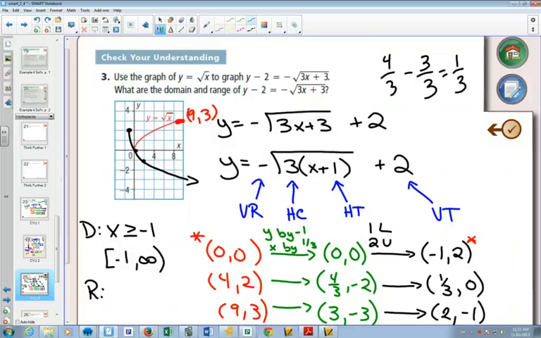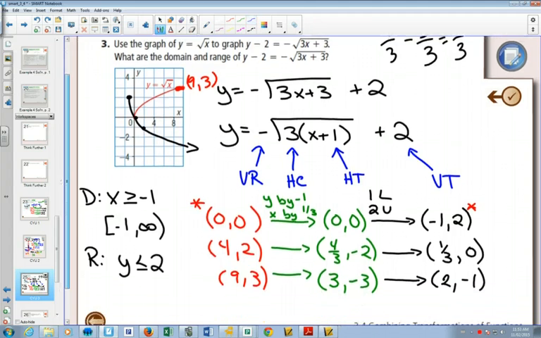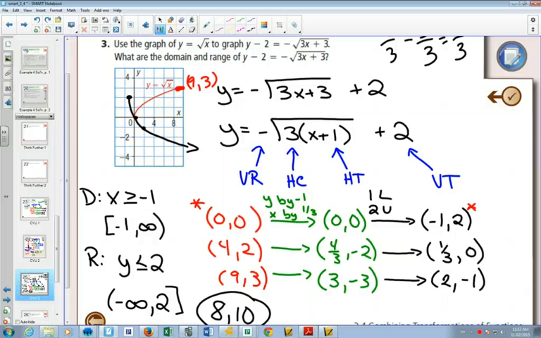And our range, it has no smallest value. It has a largest value at 2. So y is less than or equal to 2. Or you could write that no smallest value, but it goes all the way up to 2. Questions you can do from this one are 8 and 10.